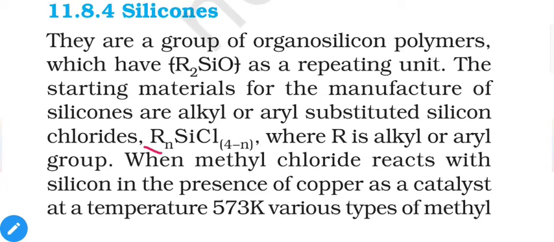So if n is equal to, let's say, 1, then Cl will be 4 minus 1, that means 3. That is 1 alkyl or aryl group with 3 chlorines. If n is equal to 2, then Cl will be 2. If n is equal to 3, then Cl will be 1. The total number of attachments with silicon will be 4. And hence we have this formula.